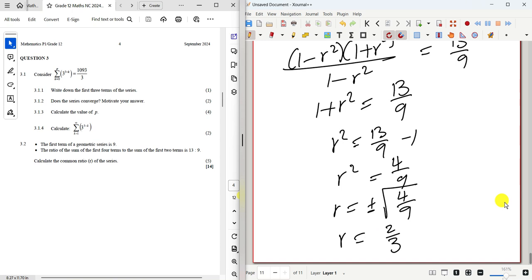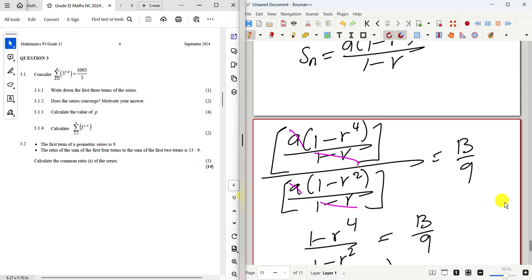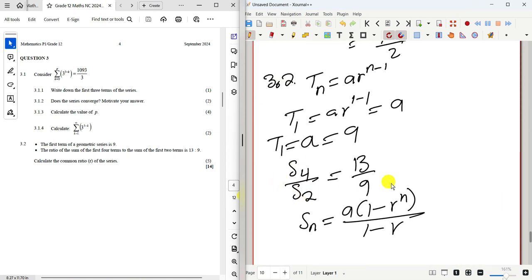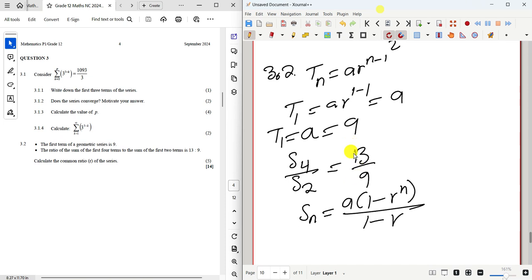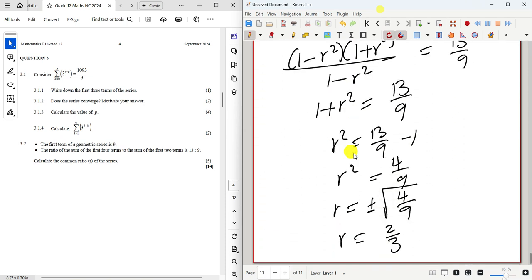Remember, the first term is 9. And if the first term is 9, check this out. They say the ratio of the sum of the first 4 terms of the series, check this out before we conclude. If the sum of the first two is 9 and the sum of the first 4 is 13, this is not to say that they are exactly 13 and 9. But with what I'm seeing, an increase, I do not expect the ratio to be a negative. So I will leave it as a positive. It makes sense to me.